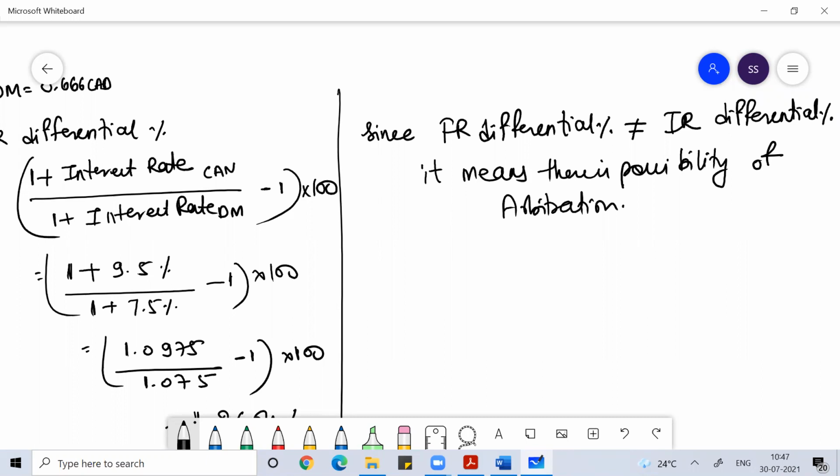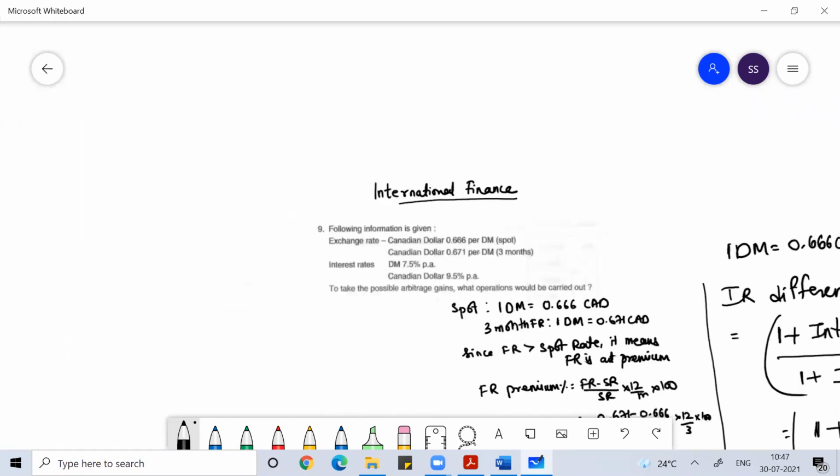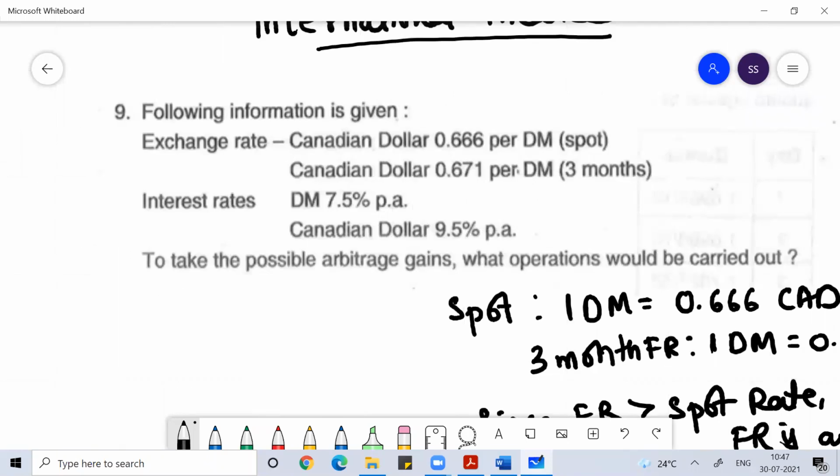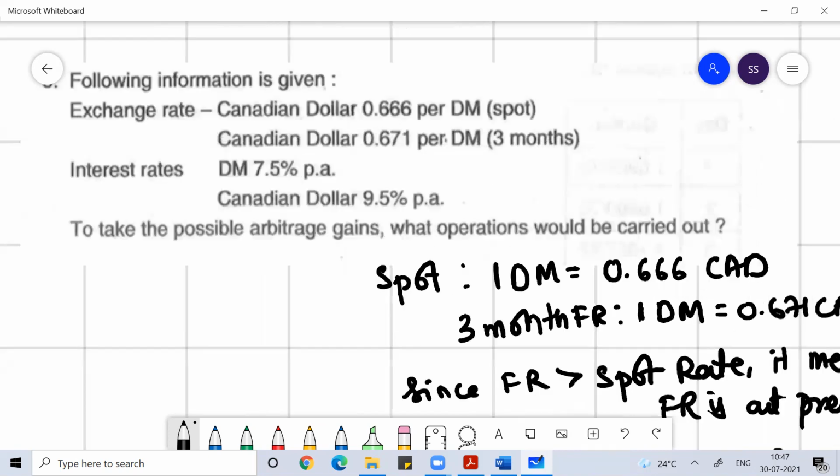Either we'll borrow in Canadian dollar and invest in Germany, or we'll borrow in Deutschmark and invest in Canada. So we'll try to find out how we can work on the arbitrage possibility. They have given us the spot rate, the forward rate, the present interest rate in Germany, and the present interest rate in Canada. Based upon that, they're asking us to find the possible arbitrage gain, and what operation would be carried out.